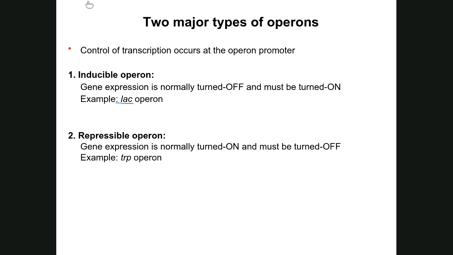Now we have the second type of operons, which are repressible operons. Repressible operons are the opposite process in regards to how gene regulation occurs. Gene expression of these types of operons is normally turned on, and something has to occur in the environment surrounding this operon to cause gene expression to be turned off. We would go over a specific type of repressible operon known as a trp operon.